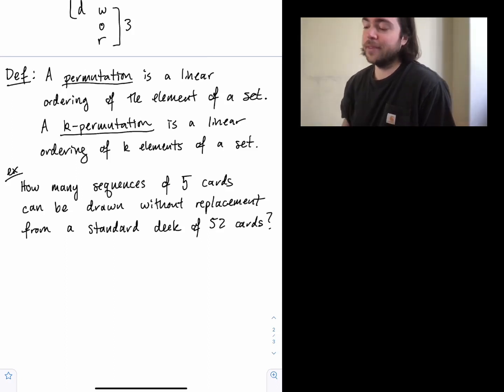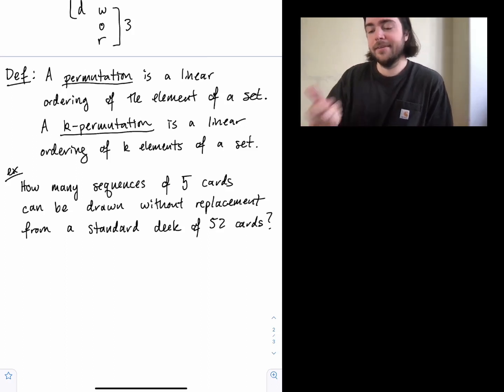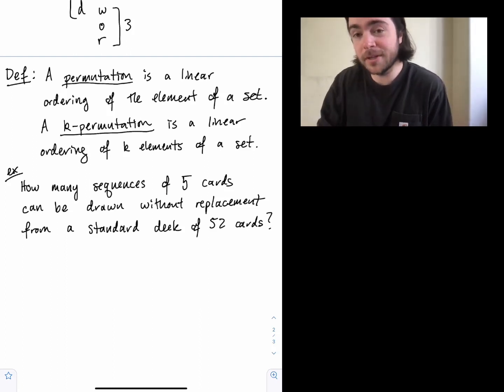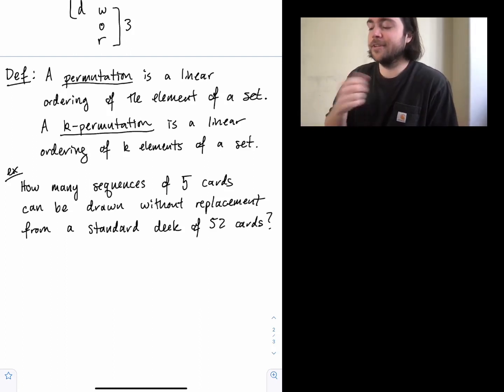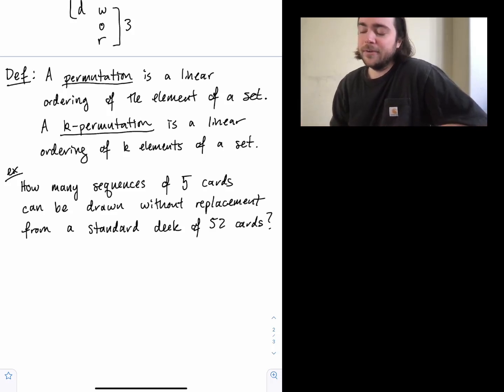And we're asking how many sequences of 5 cards can be drawn without replacement from such a deck. What does without replacement mean? It means when we draw a card, we don't put it back before we draw our second card. We just keep drawing cards from the deck. Once we draw the first card, there are only 51 cards left in the deck. And we keep drawing. So the 5 cards we get in such a procedure are all going to be different, and we're asking how many different sequences of 5 cards can be drawn.